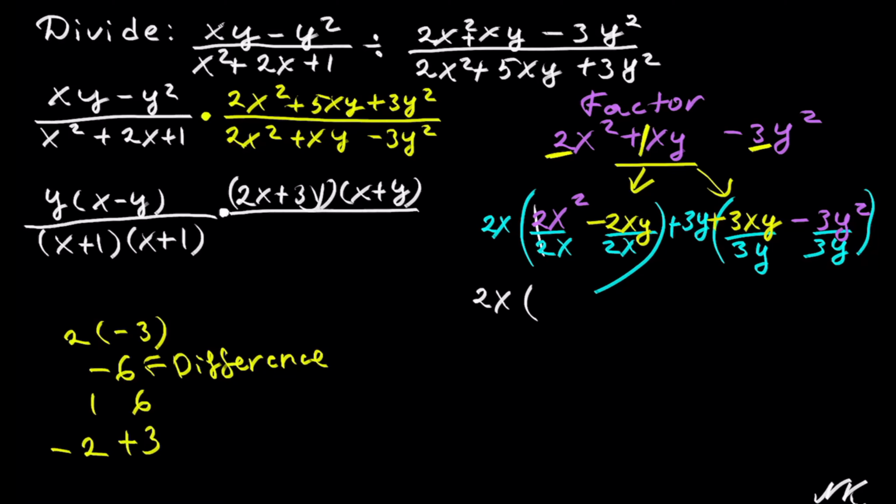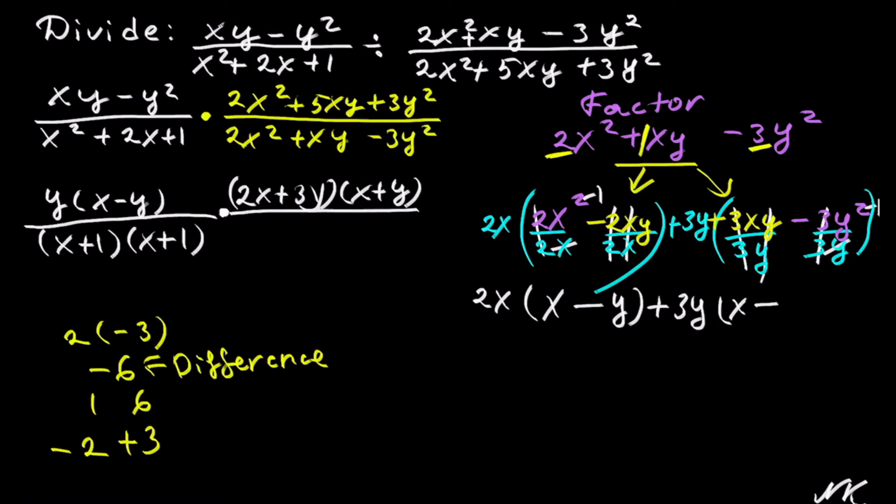2 and 2 cancel into 1. X and x squared cancel into 1 factor of x, minus 2xy divided by 2x. 2 and 2 will cancel into 1. X and x cancel into 1, so we just have x minus y plus 3y times 3xy divided by 3y. 3 and 3 will cancel into 1. Y and y will cancel into 1. So we just have x minus 3y to the second out of 3y. 3 and 3 will cancel into 1. Y and y to the second cancel into 1 factor of y.